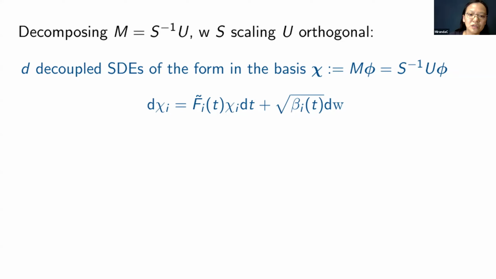So in particular, it would be useful to decompose this M into two parts. One orthogonal, just rotating your frame, and the other is a scaling. So in particular, S will be a diagonal matrix. So once you put that in, indeed, you see that what you have is a decoupled SDE in another basis that's given by this M, okay? It's just a linear transformation from the original space.